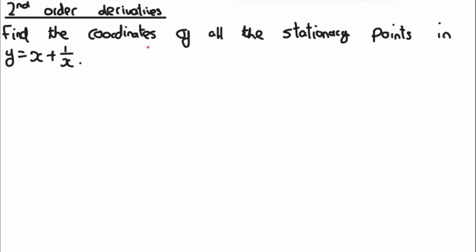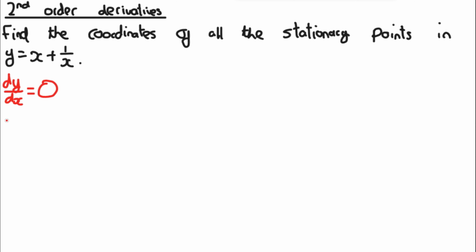So a question could ask you to find the coordinates of all the stationary points in a graph. So they've given this graph here and they want us to find the coordinates of the stationary points. As we just said, this is going to be when dy over dx is equal to 0, and therefore what we do is we find dy over dx of this, equal it to 0, and then find the x coordinates for what this is.